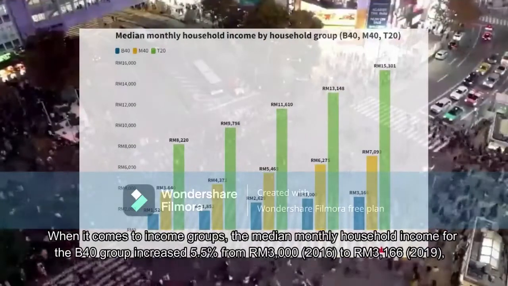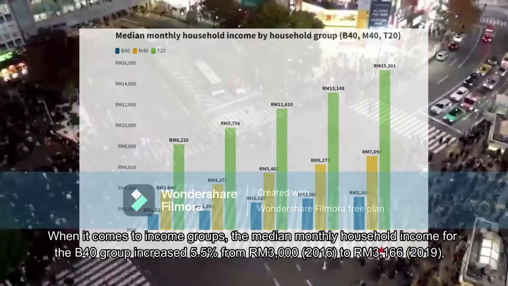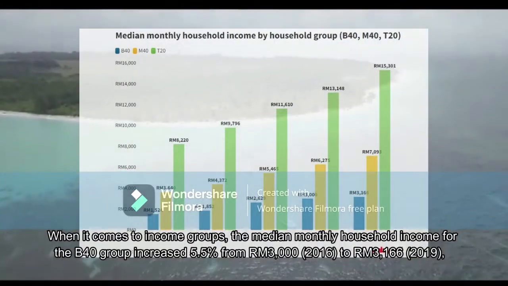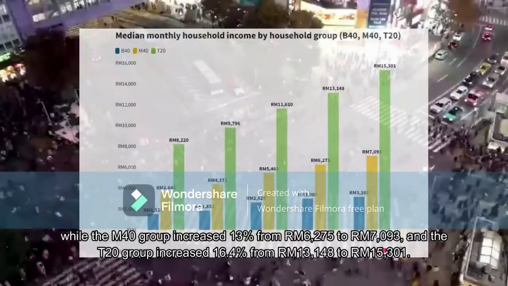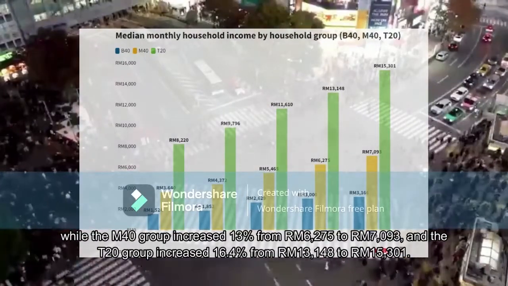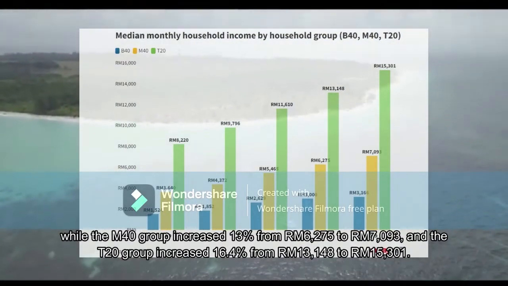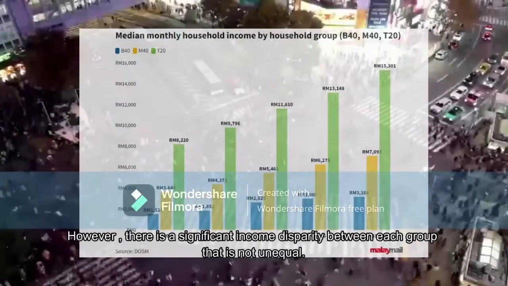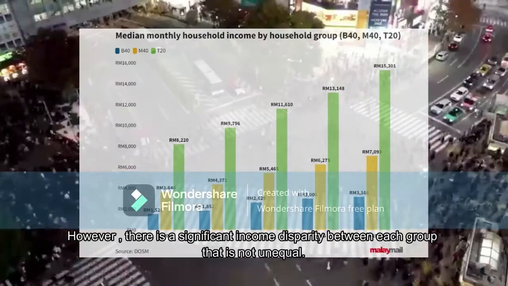When it comes to income groups, the median monthly household income for the B40 group increased 5.5% from RM3,000 in 2016 to RM3,166 in 2019, while the M40 group increased 13% from RM6,275 to RM7,093, and the T20 group increased 16.4% from RM13,148 to RM15,301. However, there is a significant income disparity between each group.